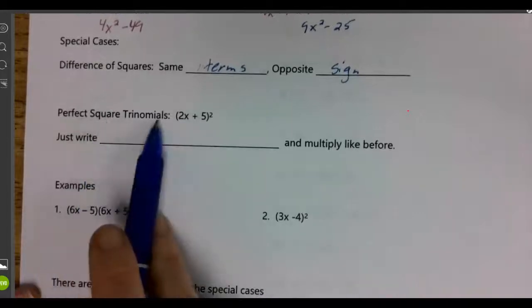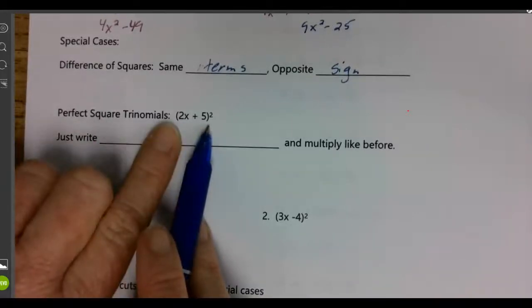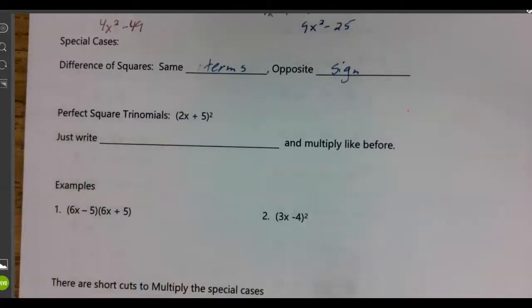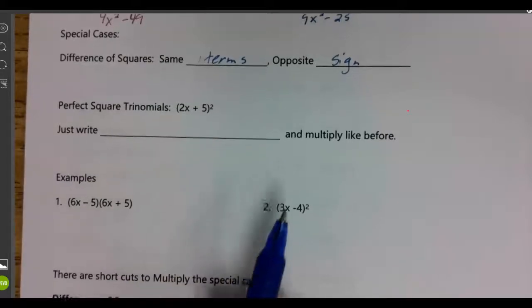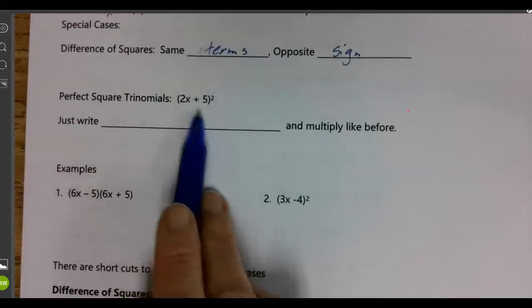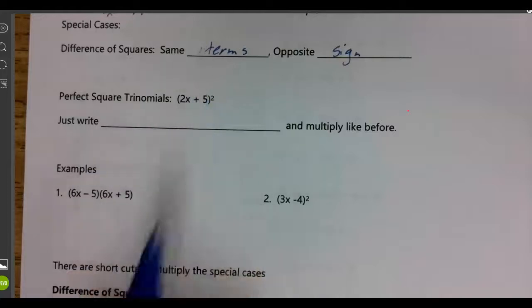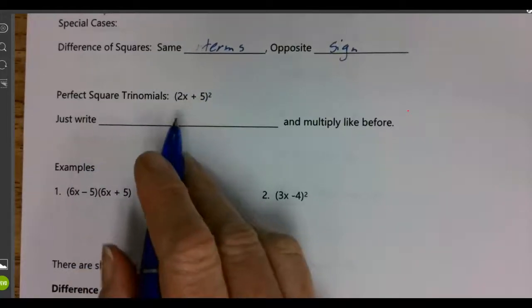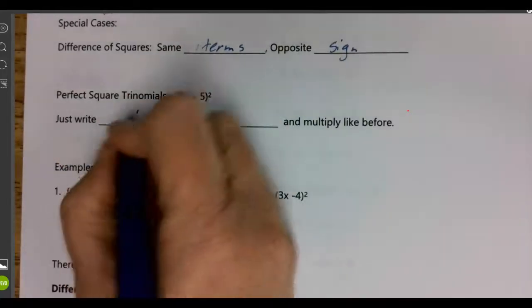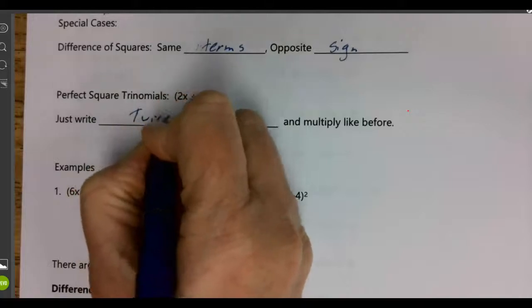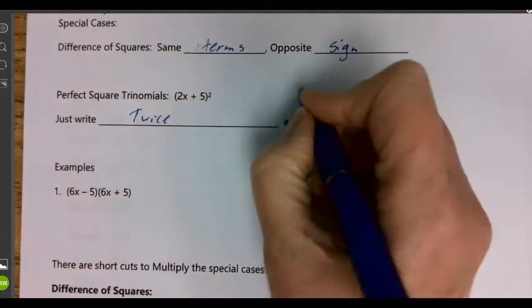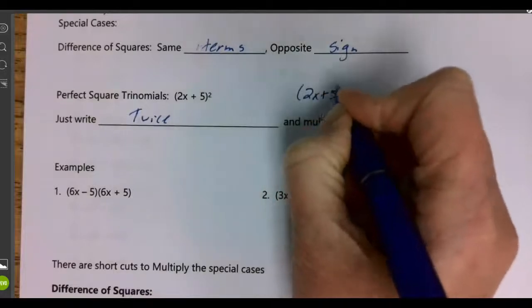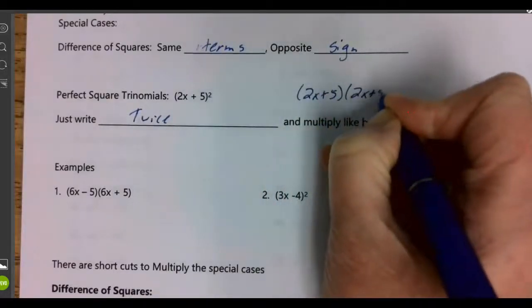Okay? Perfect square trinomials. This is a perfect square trinomial. And when it gets multiplied out, you'll see why. Now, with this, there is also a shortcut, and I'll tell you about that in just a second. But if I'm going to be doing this, the surefire way that works every time is I just write it out twice. Write this problem twice. So I'm going to write 2x plus 5 times 2x plus 5.